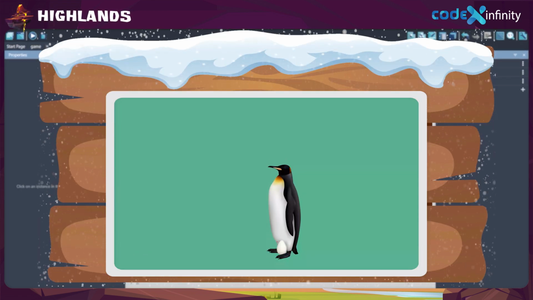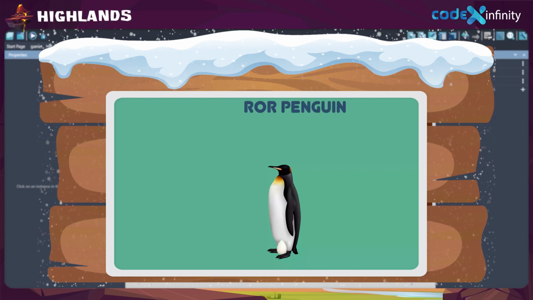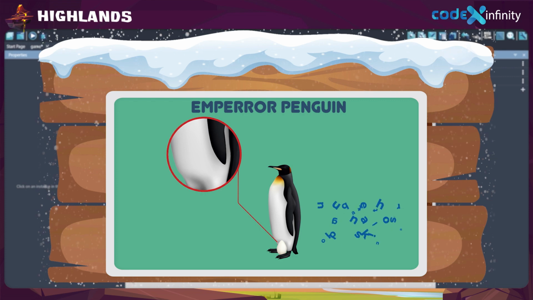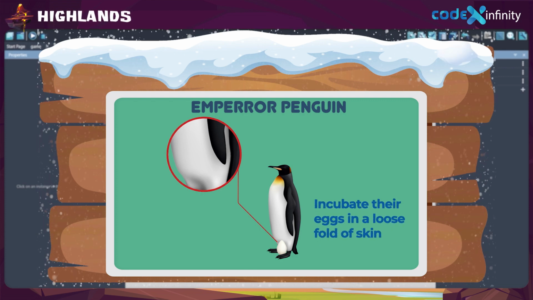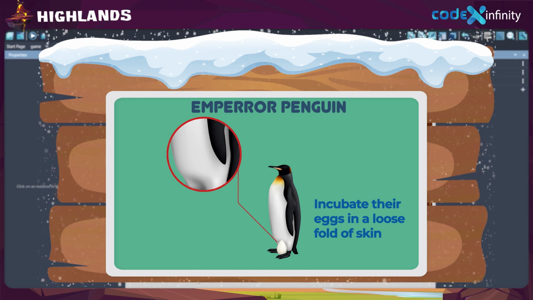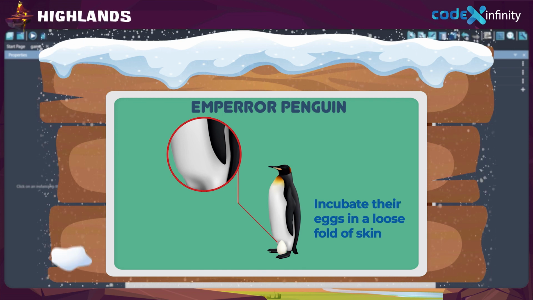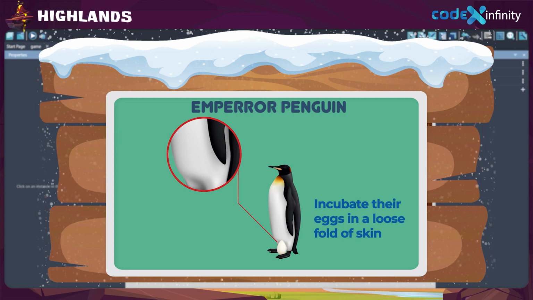Did you know that rather than creating a nest like other birds, emperor penguins incubate their eggs in a loose fold of skin on top of their feet? This area is devoid of feathers and densely packed with blood vessels, which helps to keep the egg warm until hatching.